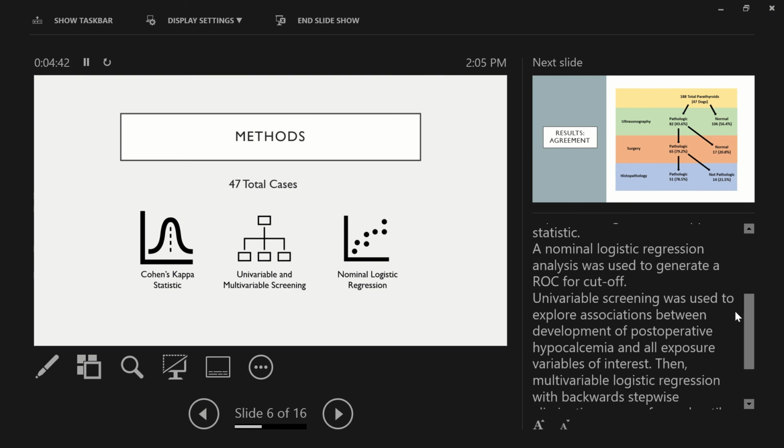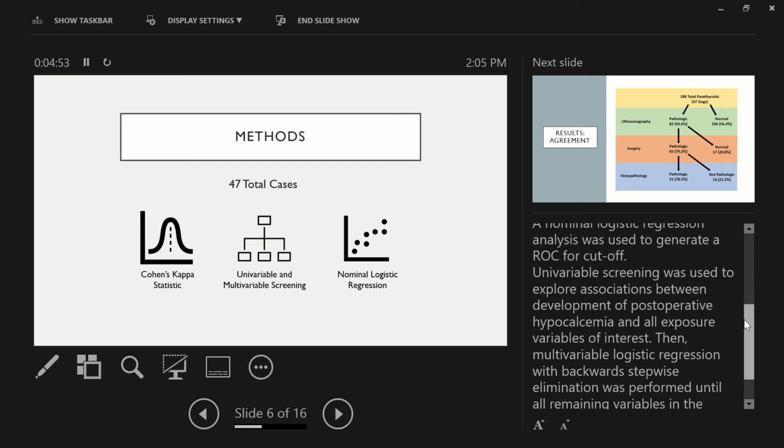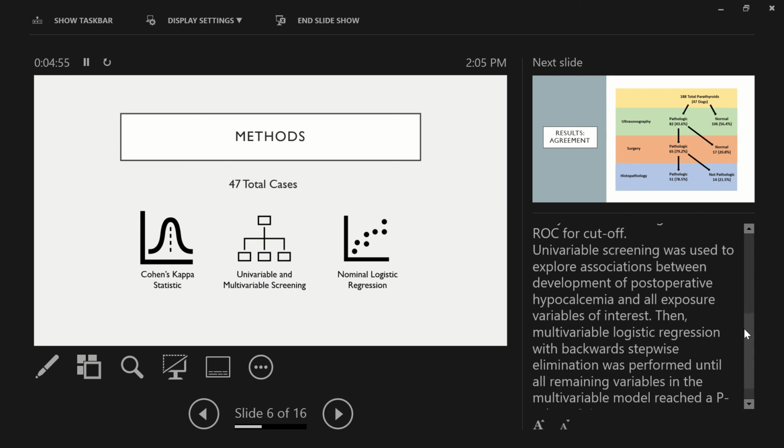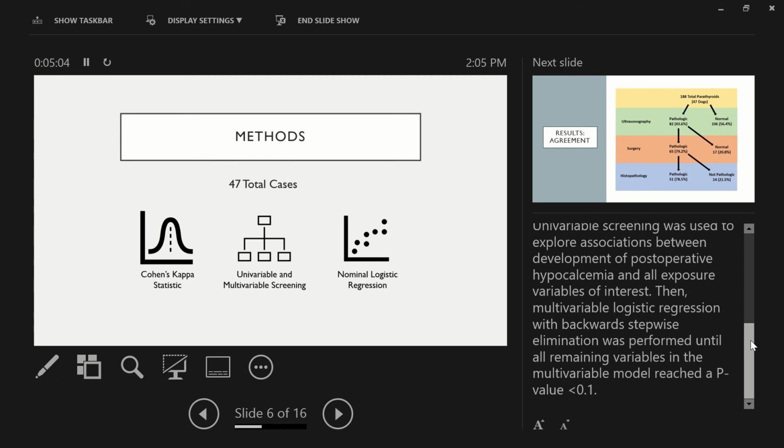We also used a nominal logistic regression analysis to generate a receiver operating curve for the cutoff of differentiating between parathyroid adenoma and hyperplastic parathyroids versus a parathyroid carcinoma. And then we used univariable screening to explore associations between development of postoperative hypocalcemia and all exposure variables of interest. And then we also used a multivariable logistic regression with backward stepwise elimination until all remaining variables in the multivariable model reached a p-value of less than 0.1.